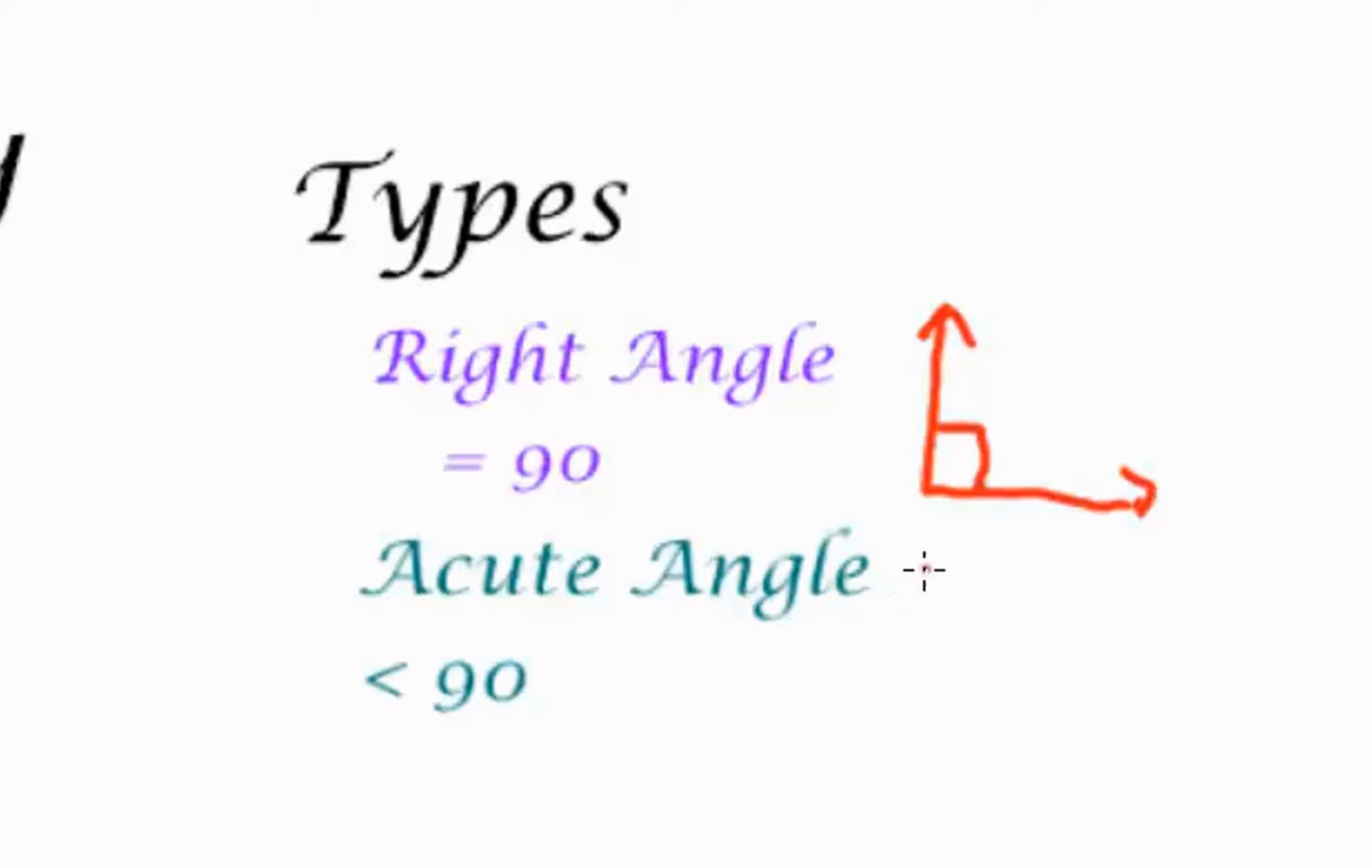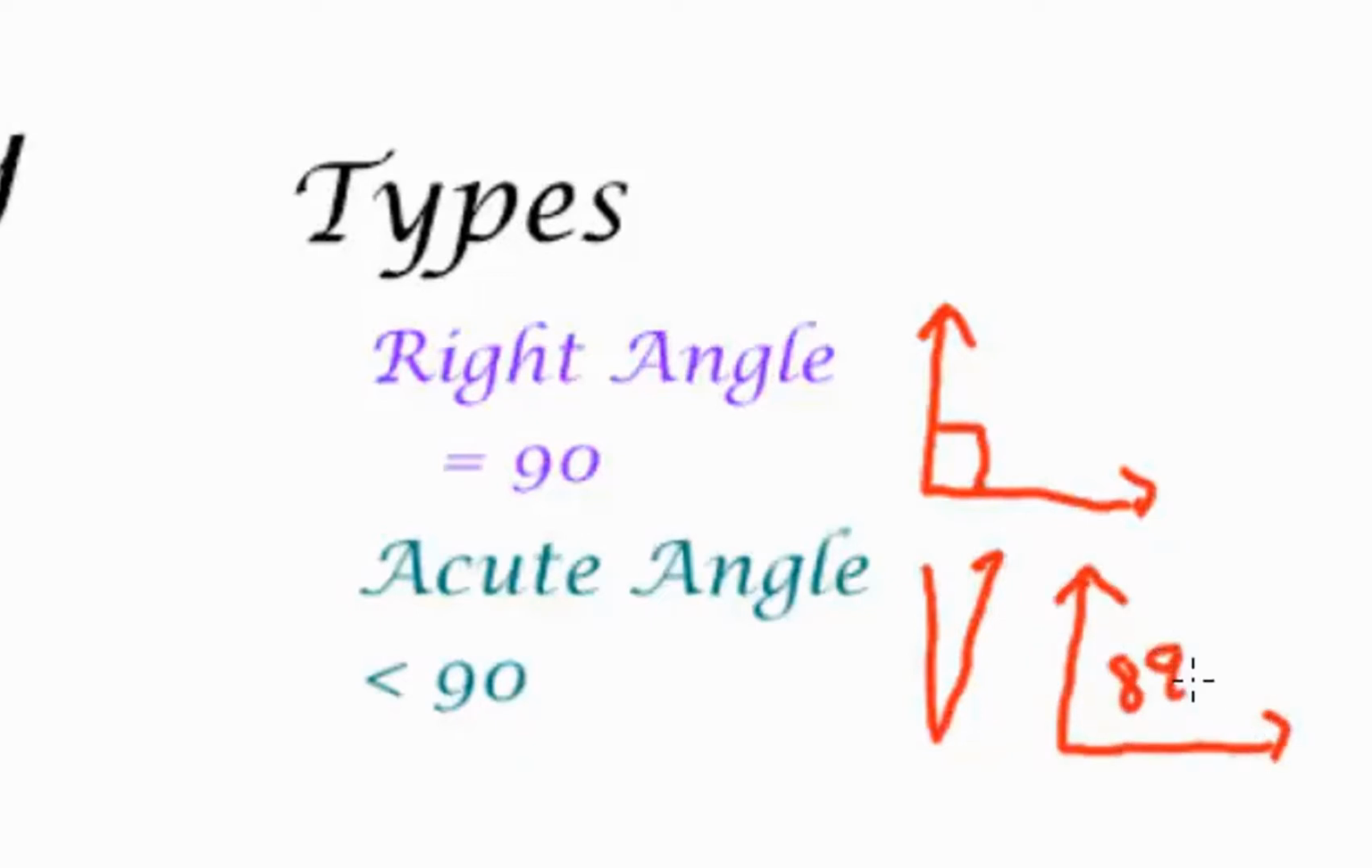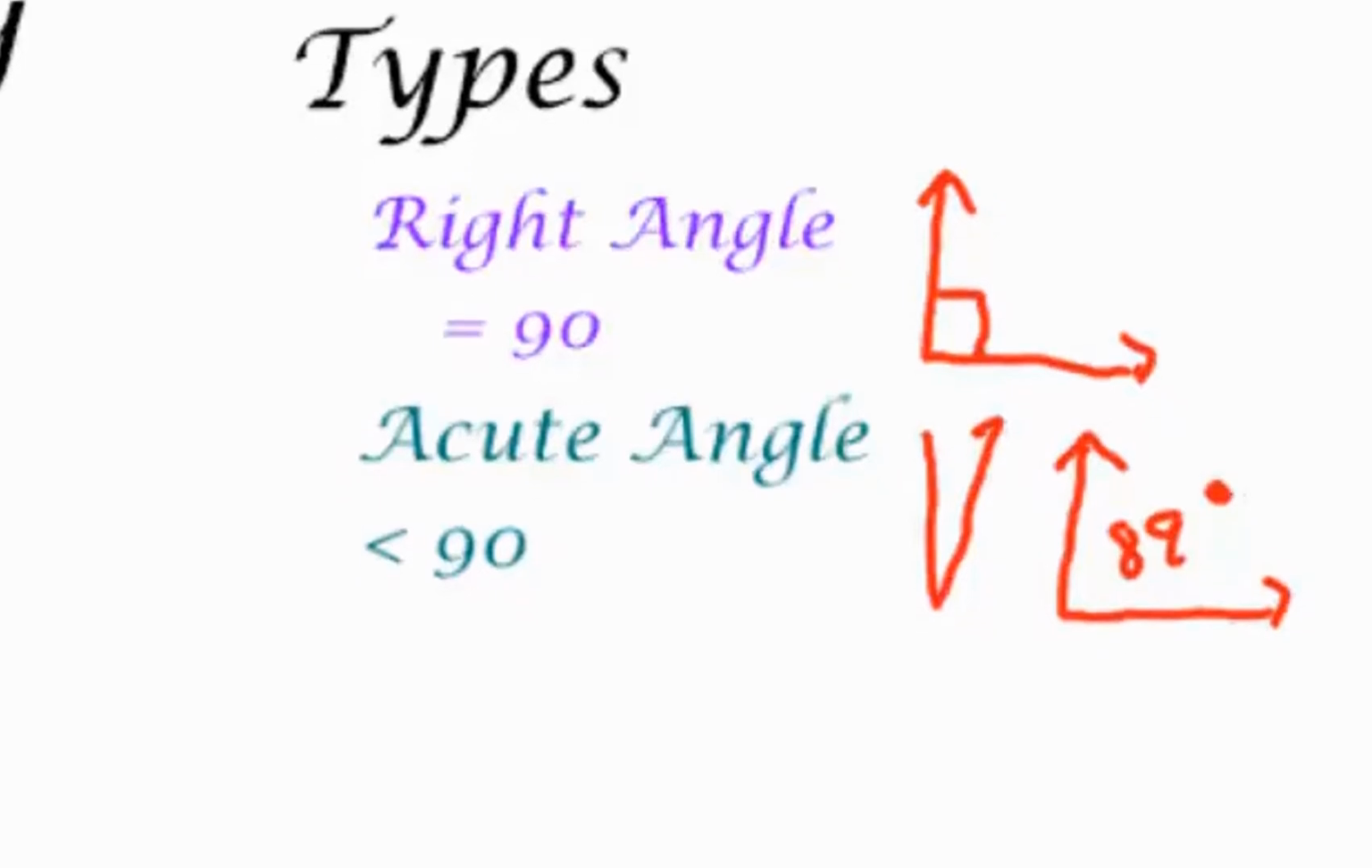We also have an acute angle. This angle is less than 90 degrees. It can be as skinny as the one I drew here, or be very, very close to 90, but still end up being less than 90, like this one, which is 89.